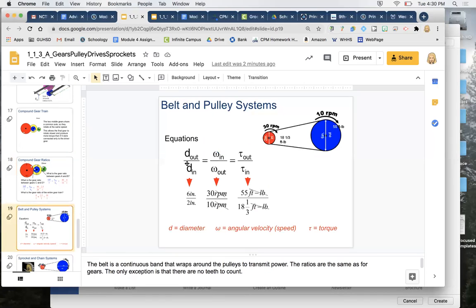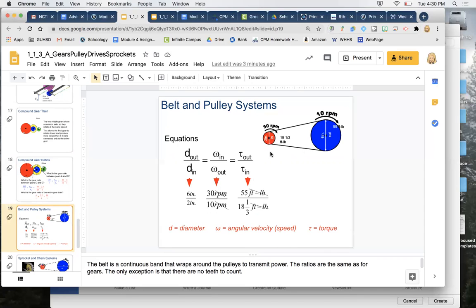So instead, you'll be using those same exact equations that we were doing. You have your diameter out over your diameter in. You can use the velocity, but remember, not velocity, angular velocity, your speed right here is in over out. That's the only one that is in over out. Or you could use your torque.